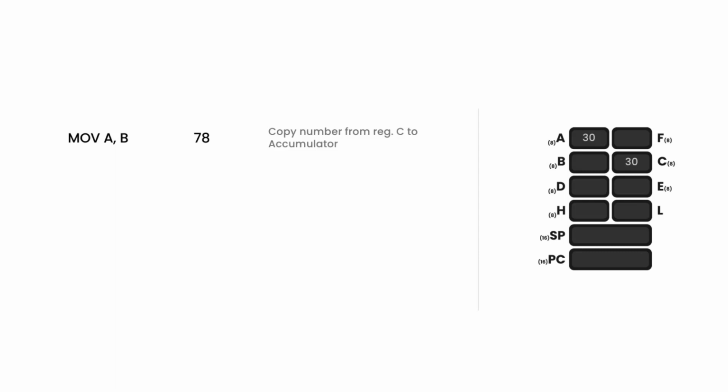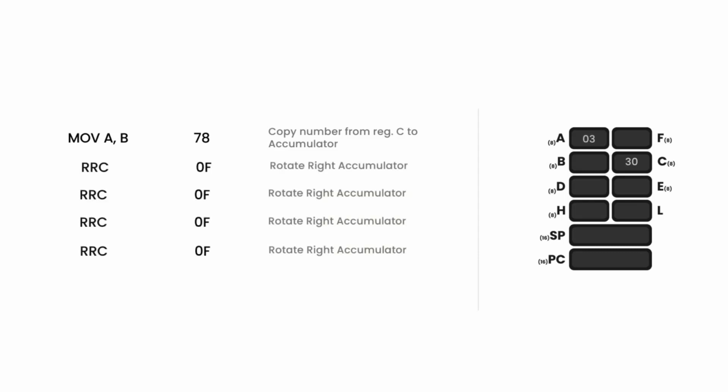Now I have to use the rotate right instruction 4 times so that the number will get shifted 4 times right. Using halt instruction to end the program. You can also copy this number back into the register C. We have successfully shifted the 8-bit number 4 times right.